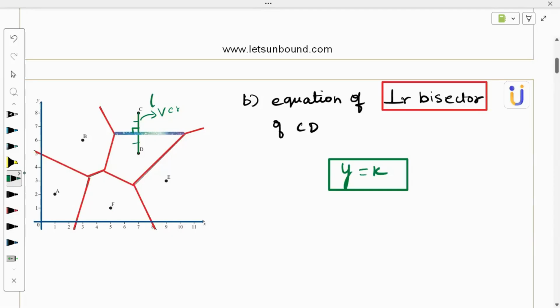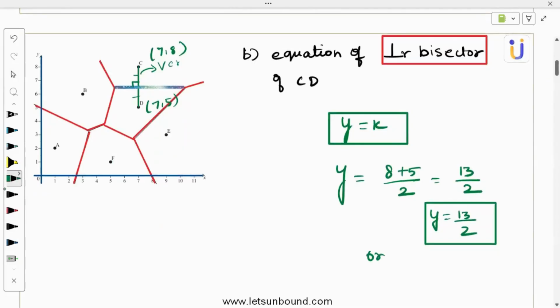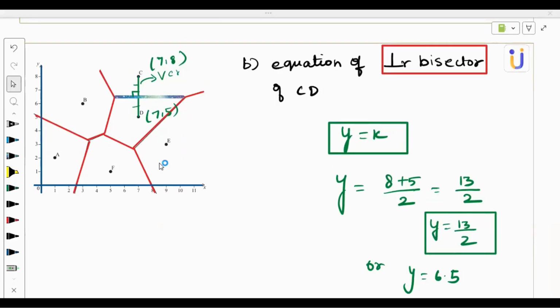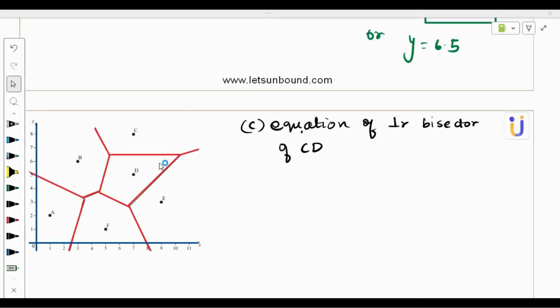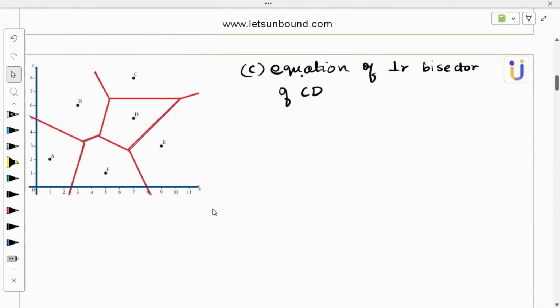So this is 7, 8 and this is 7, 5. So the midpoint is your answer. y equal to 8 plus 5 by 2, which is 13 by 2. We can just give y equal to 13 by 2 or y equal to 6.5. The equation of the perpendicular bisector for CD is done. And the next part is, with the same Voronoi diagram, the equation of the perpendicular bisector of CD is done.